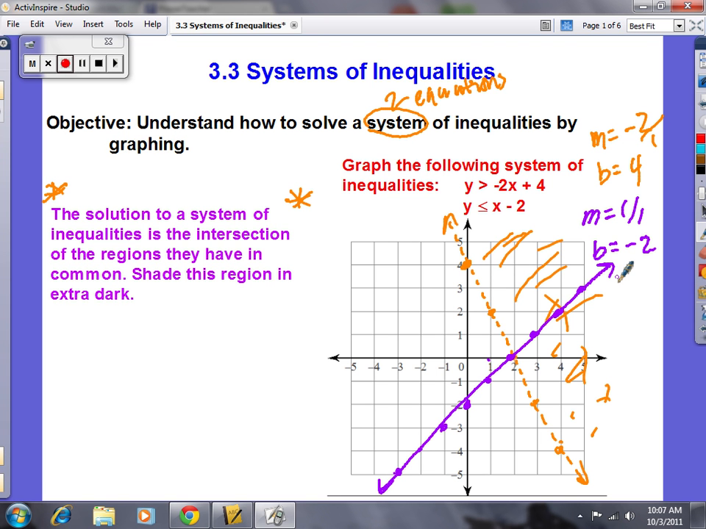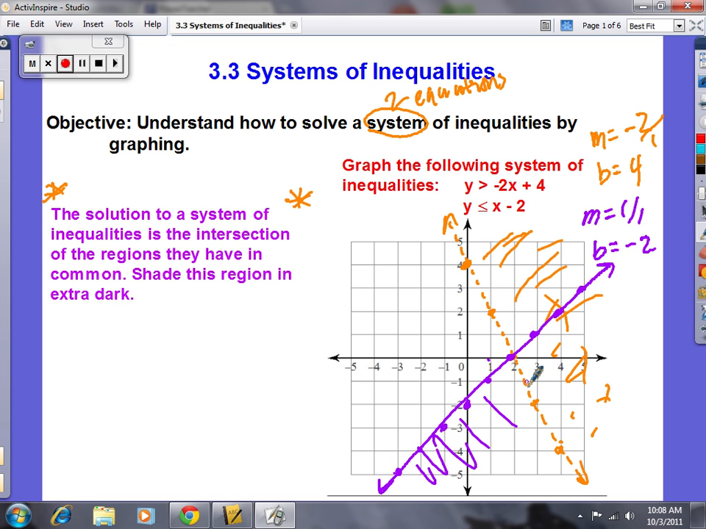So if it was just a normal system, your answer would be where they cross, right here. But because it's inequalities, it's going to be a region. So this line, is your answer everywhere above it or everywhere below it? Y is anything less than. So less than is underneath.